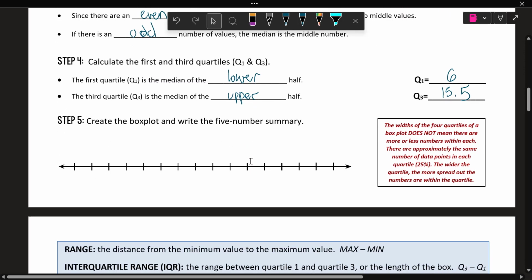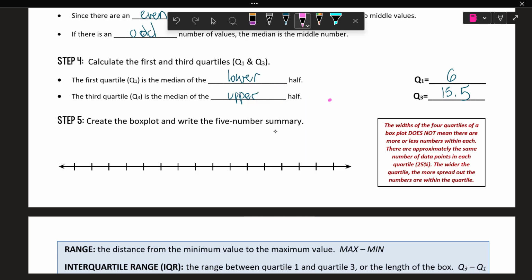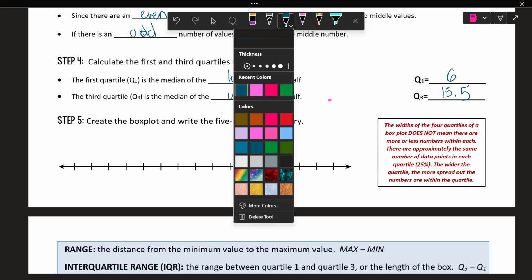So now we need to create the box plot and write the 5-number summary. We have all the stuff that we need, we just have to write it out now. So let me get a different color here, because that's not what I want to use. Oops, that's not what I want to use either.